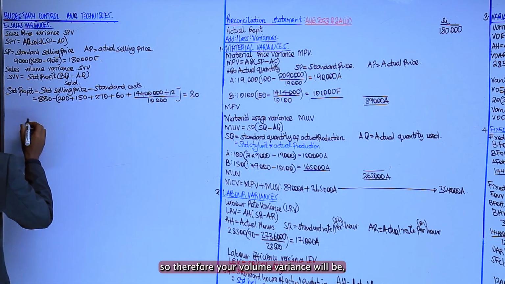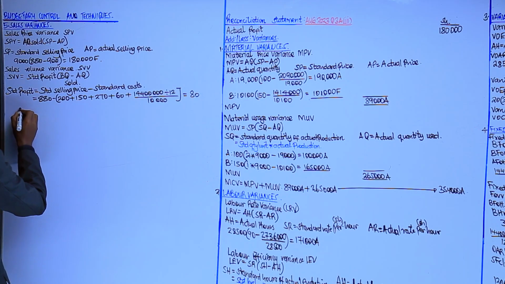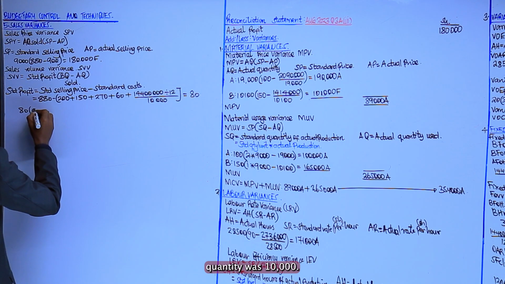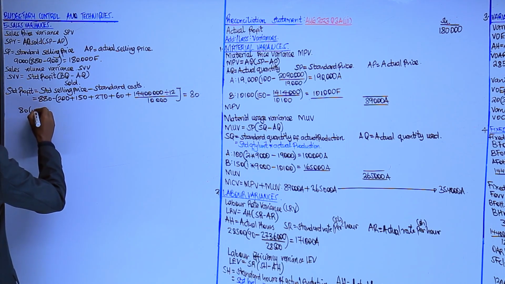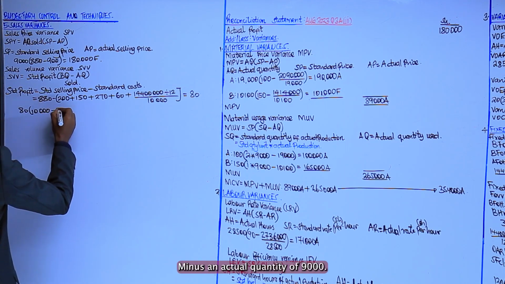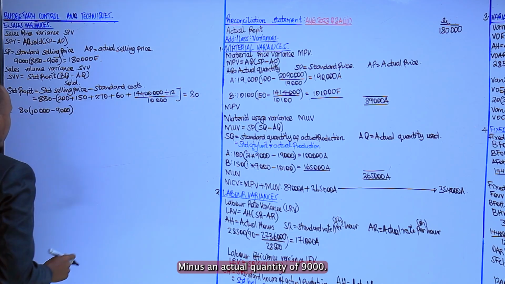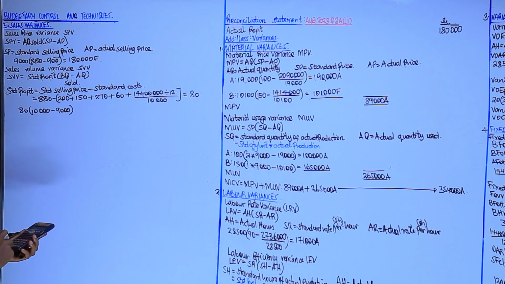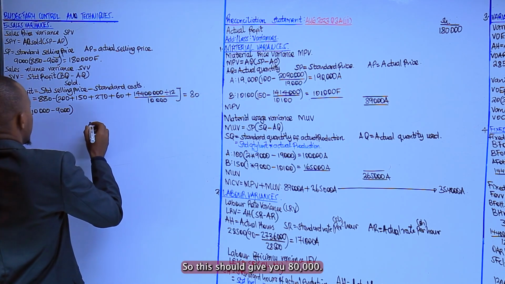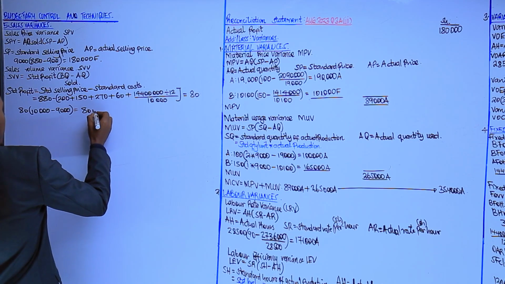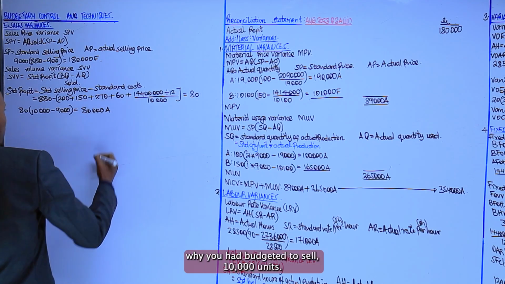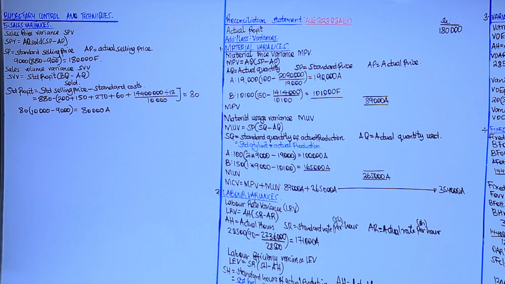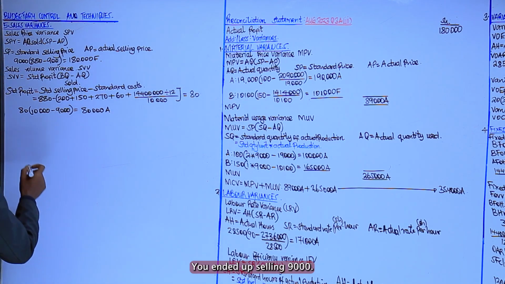So therefore, your volume variance will be 80 times your budgeted quantity of 10,000 minus an actual quantity of 9,000. So this should give you 80,000, which is adverse. Why? You had budgeted to sell 10,000 units. You ended up selling 9,000.